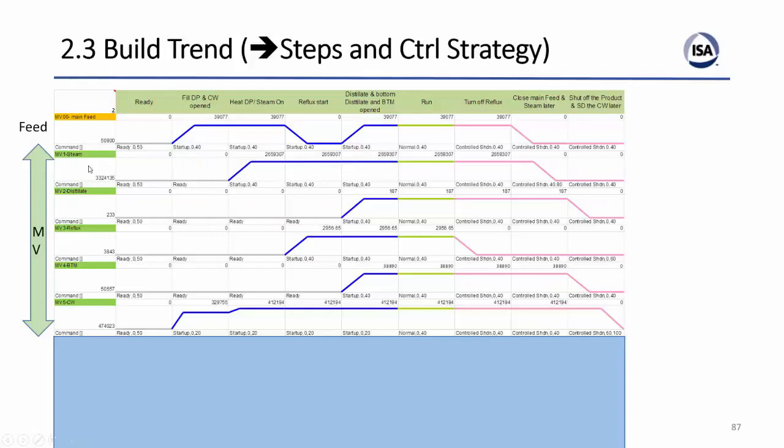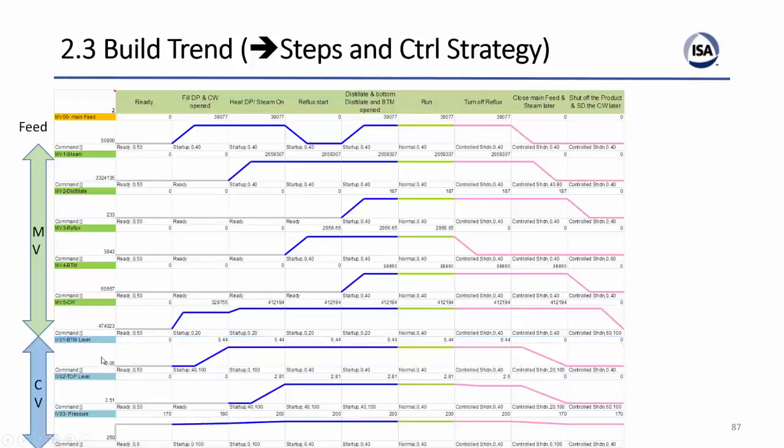Therefore, as you can see, here are all of my MVs: steam, distillate, reflux, bottom, and cooling water. And here I open the feed and open the cooling water. This is to fill what? The bottom level. Therefore, if I just go forward, these are all of my CVs. Therefore, as you can see here, by opening the feed, I'm building the level, the bottom level, and I'm building the top level.